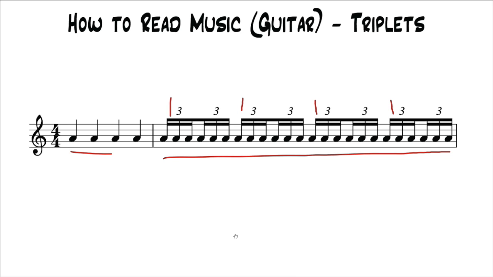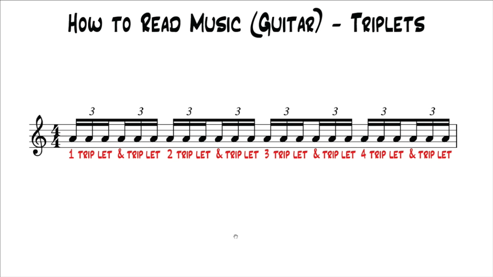But over time, it's something you just really feel because it's really hard to count fast. And the way you would count them is like this: 1 triplet and triplet. So this whole phrase equals 1 beat in 4/4 time. It equals 1 quarter note.